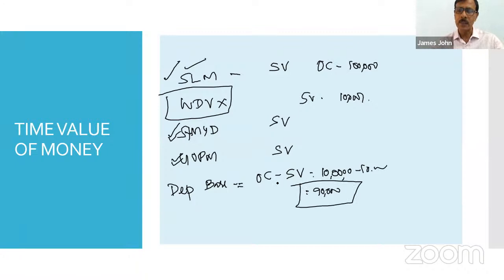Understand? Whereas if you are asked to calculate depreciation under written down value method and they have given original cost and salvage value, don't take this into account. The base is this. On 1 lakh, you have to compute the depreciation.